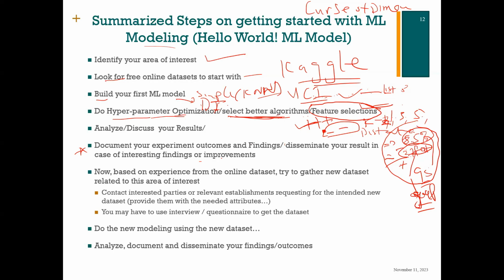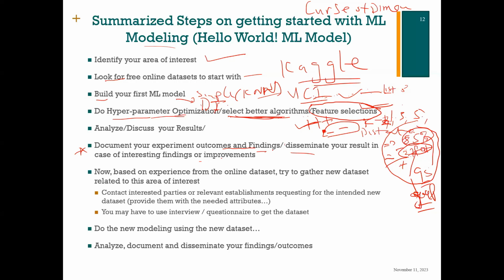So you just have to look for a gap in that area, and then you can document your experimental outcomes and findings, and disseminate your results in case of interesting findings or if you are able to make an improvement. It could be in a conference paper, it could even be in a journal paper, depending on what kind of gaps you are able to identify and what success you are able to record in your experiment.